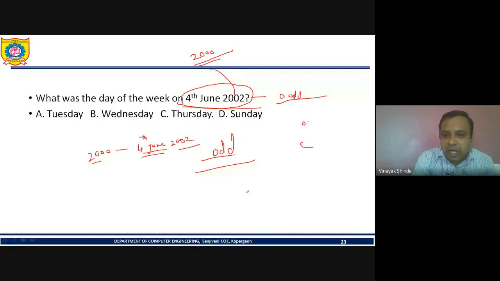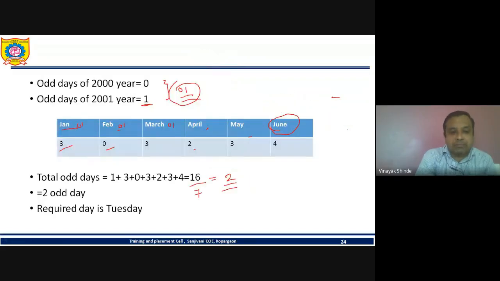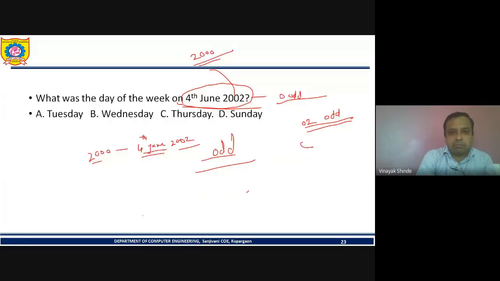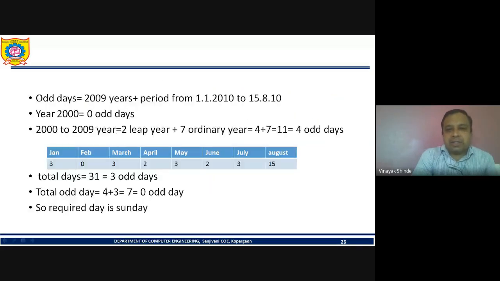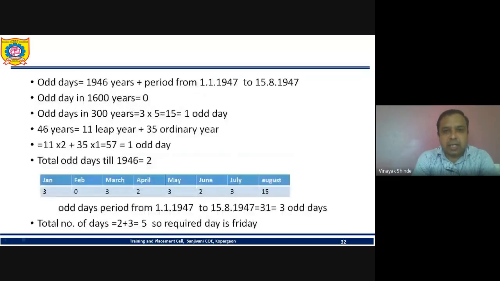We have 2 odd days till 4th June 2002. So what is the second odd day? It is Tuesday. So option A is right. Another question, if I solve, just a second.